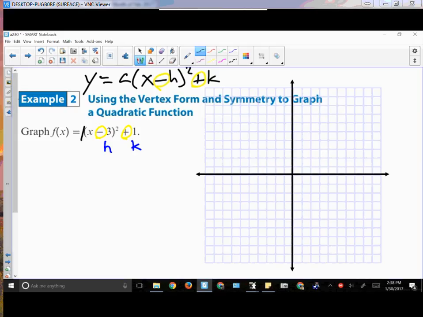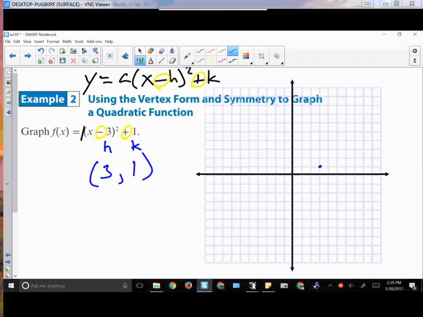So now, do I know what h and k is? And the answer is yes. I know that h is going to be 3, k is going to be 1, so I know that this vertex is going to be at 3, comma 1. So over 3, 1, 2, 3, up 1. Now, I want to know what this thing is going to do. Is it going to open up or is it going to open down?